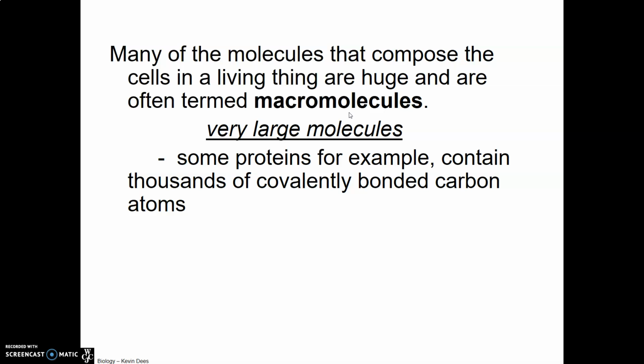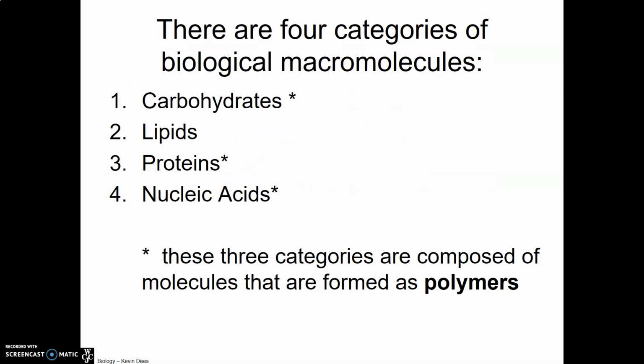One of the things that you recall from chapter 2 is that these compounds are known as organic compounds because they also contain lots of covalently bonded carbon. And we call these organic macromolecules or biological macromolecules because of their very, very large size. Some proteins, for example, may contain thousands of covalently bonded carbon atoms.